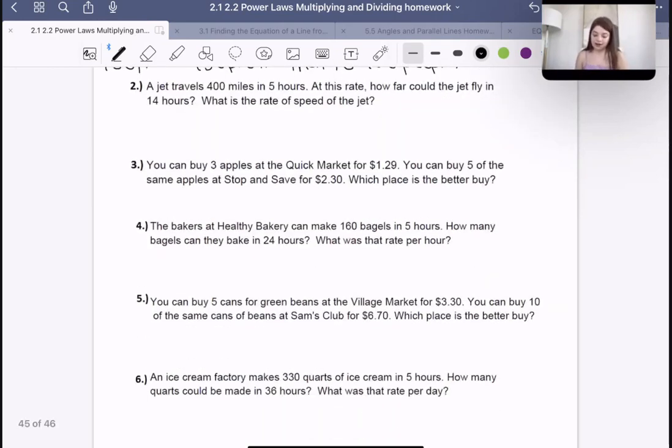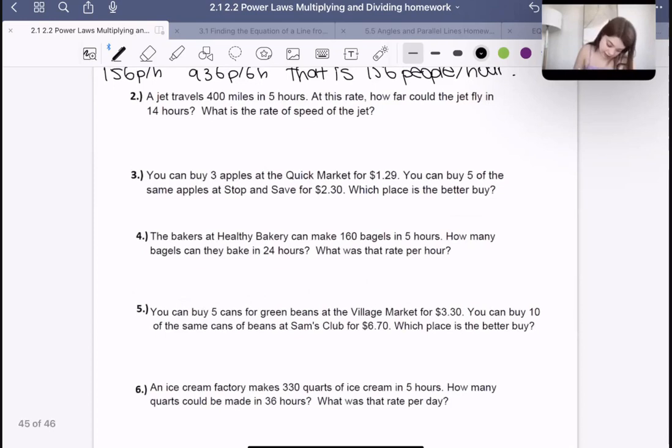Let's do the next one, number 2. A jet travels 500 miles in 5 hours. At this rate, how far could the jet fly in 14 hours? What is the speed of the jet? So usually the speed of the jet would be the same as a unit rate, right? Because miles per hour represents speed, or same with kilometers per hour, that represents speed. So we're actually going to find that first. We're going to say we have 400 miles in 5 hours. So what's 400 miles divided by 5? That gets us 80. So that means that the rate of speed is 80 miles per hour.